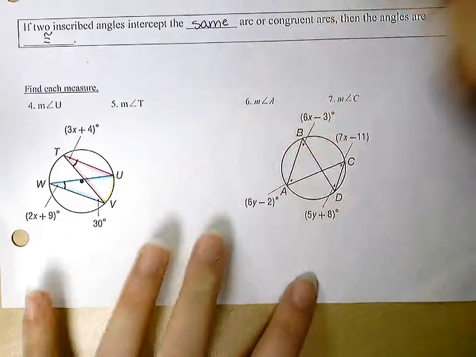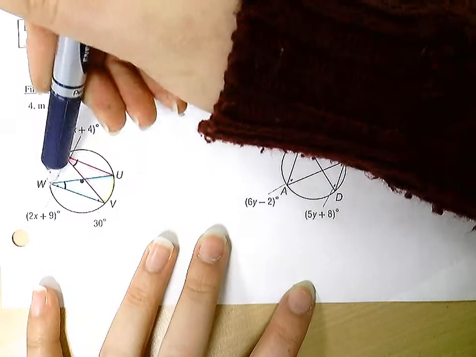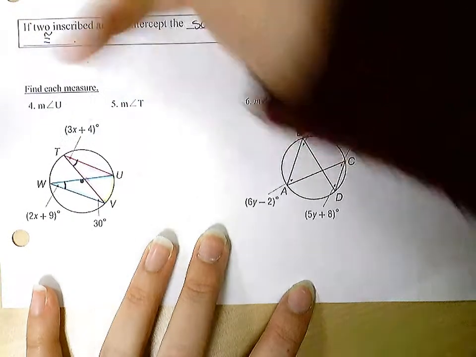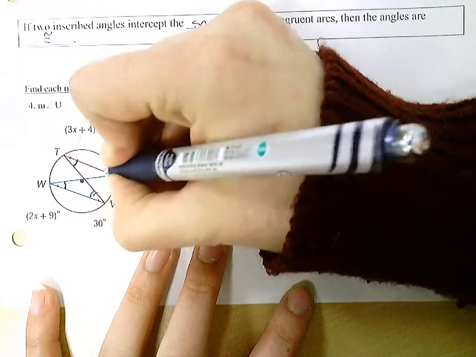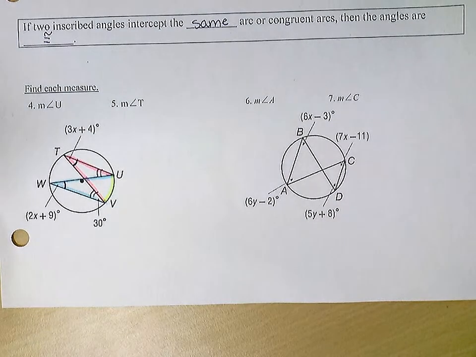Okay, same thing with arc WT and angle WVT and angle WUT. Those 2 have to be congruent to each other, because they intercept that same arc. So, we're quiet, please.